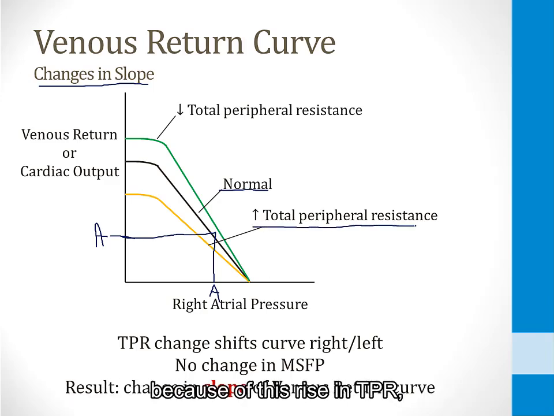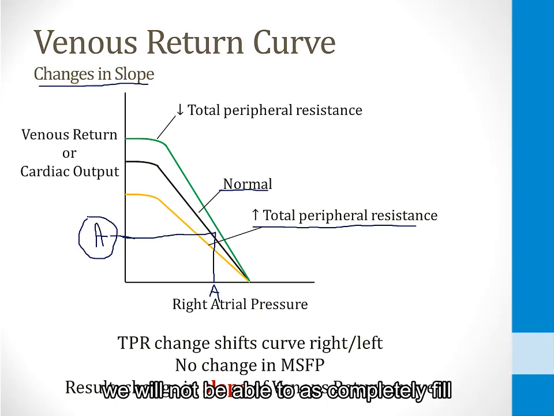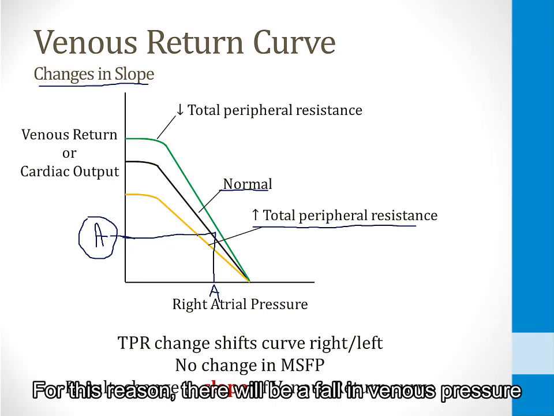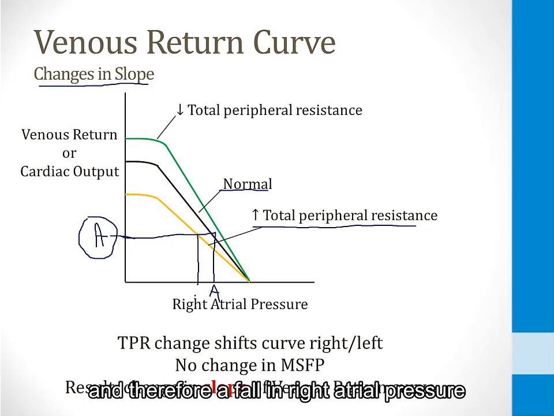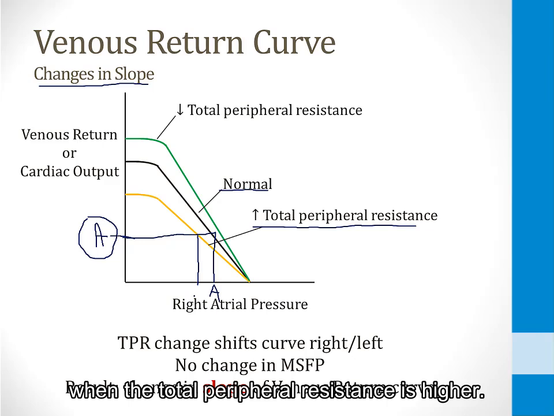Because of this rise in TPR, at cardiac output A, we will not be able to as completely fill the venous system of the body. For this reason, there will be a fall in venous pressure and therefore a fall in right atrial pressure when the total peripheral resistance is higher.